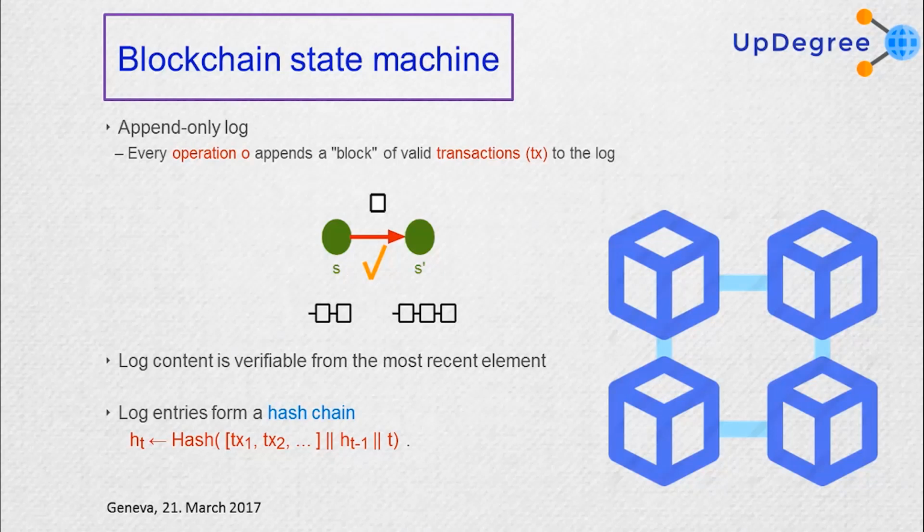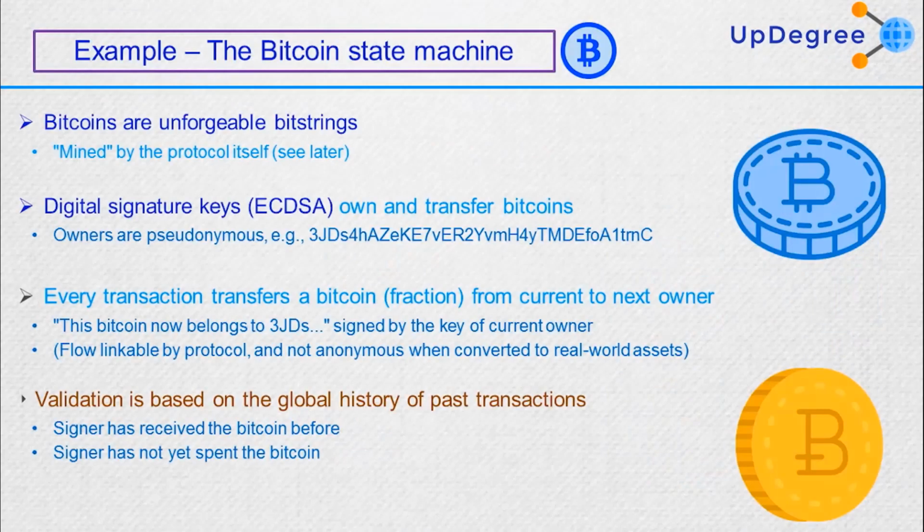We have seen what a hash chain is, right? This is in reference to Geneva Conference 2017. So that means the hash of transaction 1, transaction 2 goes on, hash T1, T-1, output to T, the transaction T. So a blockchain state machine is like you append the block for a valid transaction from a state S to state S' and keep adding the blocks, and it's verifiable from the most recent element. So understand this, it's transaction S to S'. It appends only the block. It verifies the validated content which is in the log, and it's a part of the hash chain. So that's how you have a blockchain state machine.